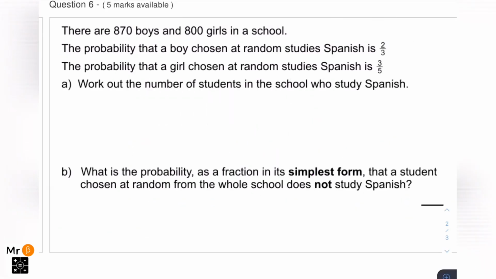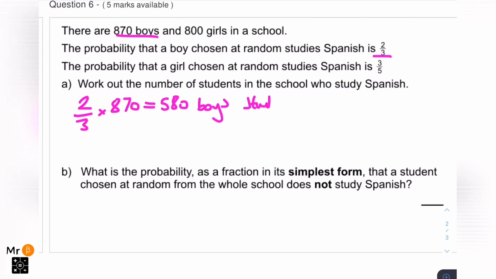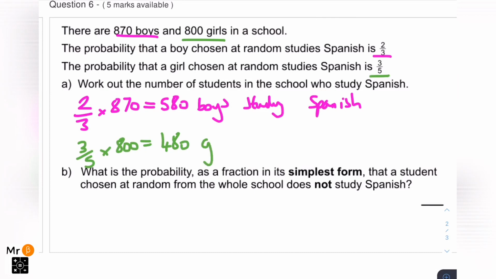Our next question, question 6, tells you that there's 870 boys and the probability of them being selected is 2/3. So therefore, if we do 2/3 times by 870, we would get 580 boys who study Spanish. And if we do the exact same thing, but this time for the girls, so we know their probability is 3/5. There are only 800 girls this time, and if we work that out, we get 480 girls who study Spanish.